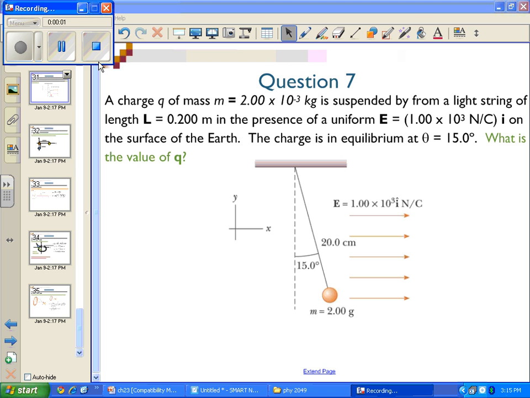Welcome to the second part of the problem-solving session for Chapter 23. And we begin where we left off in the Part 1 session.